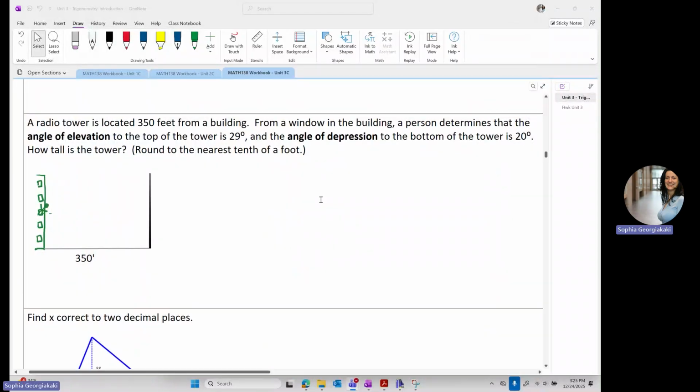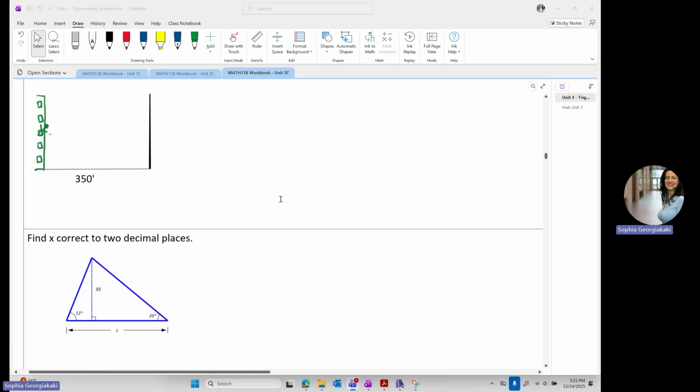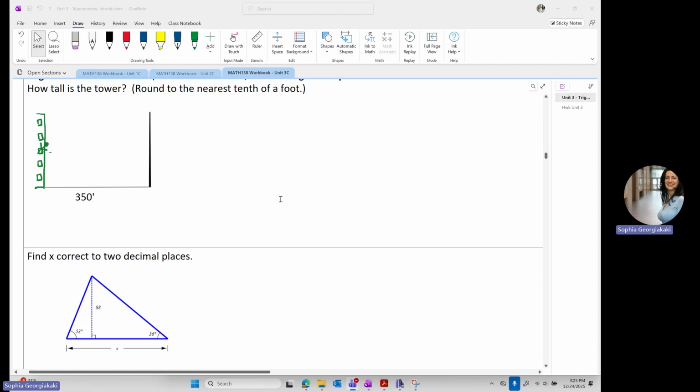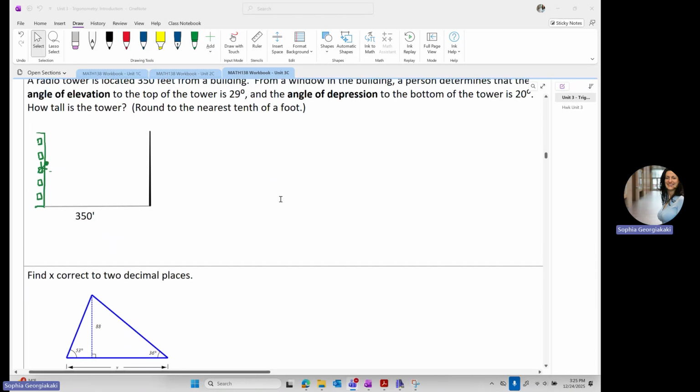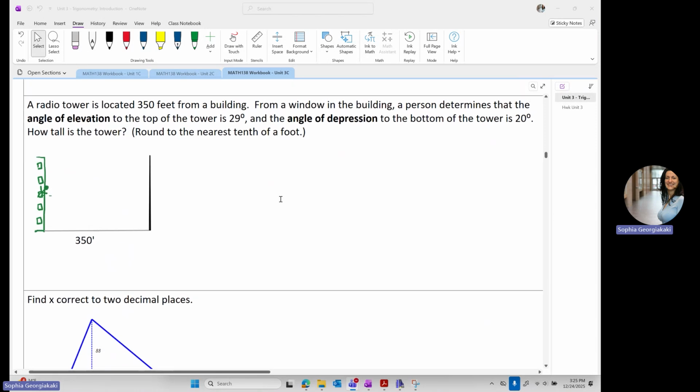We are continuing with applications of right triangle trigonometry, and we will visit a couple of problems in our notes. After that, we will do a couple of problems in homework 3-2 for right triangle trigonometry of our Lumen course. So the first one is this one.